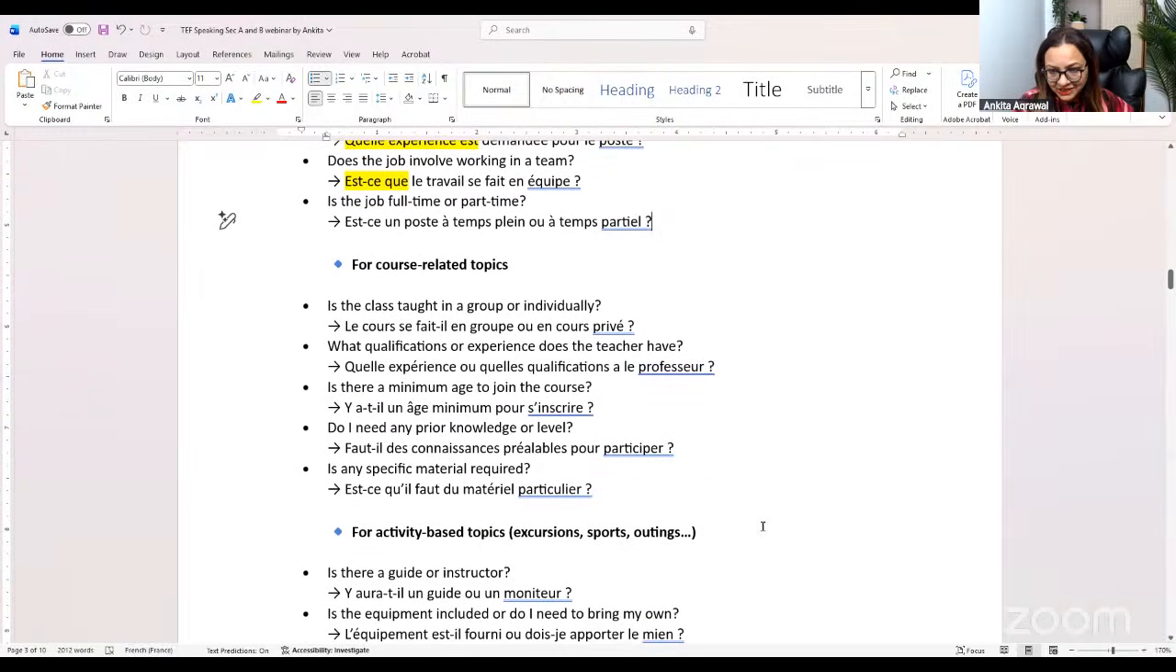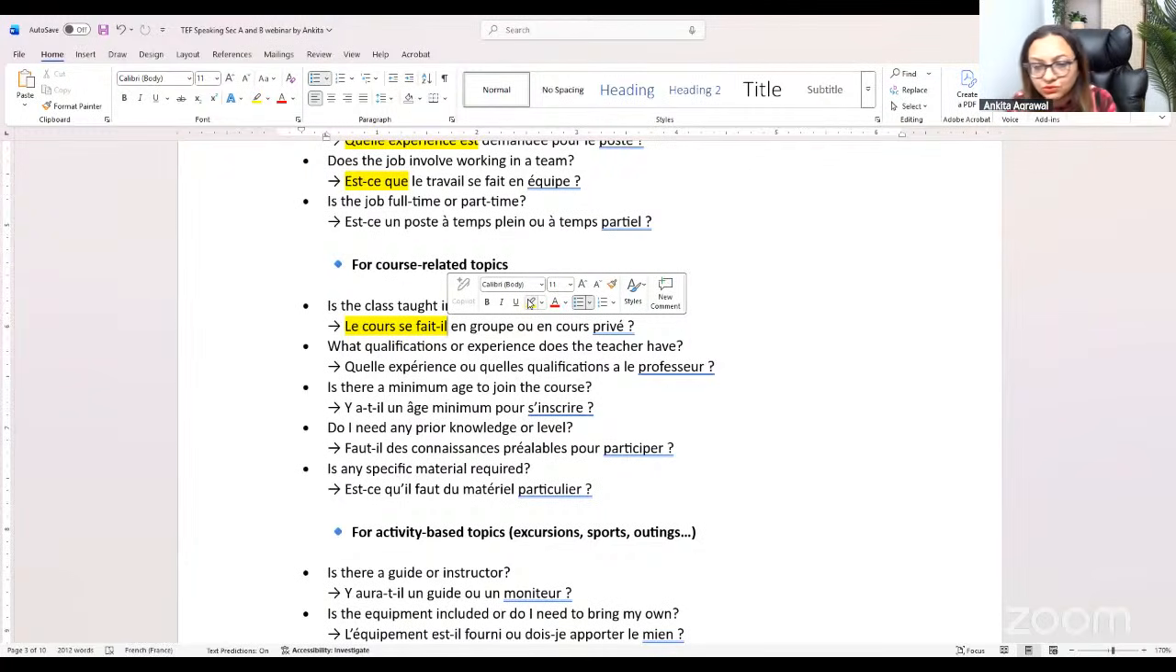For the course-related topics, usually you can use le cours se fait-il. Se fait-il means, does it happen? Does it take place? Something like that. No exact translation, guys, okay? Se fait-il, le cours, se fait-il en groupe ou en privé? Same question you can ask in TCF. Everything is the same. And you'll still score CLB7 plus, maybe more.